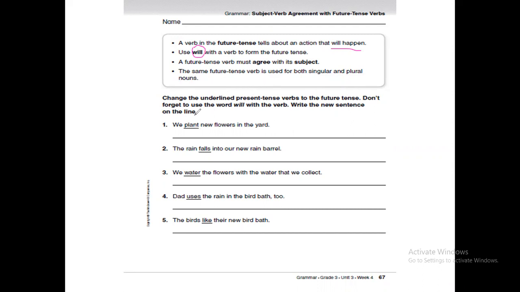Okay. Change the underlined present tense verbs to the future tense. Don't forget to use will. They said make it future. Change it to the future. That means we will add will. So don't forget to use the word will with the verb. Write the new sentence on the line. We plant new flowers in the yard. We will make it: we will plant new flowers in the yard.